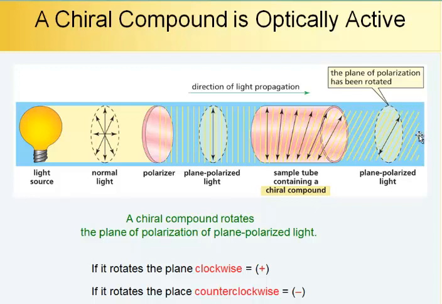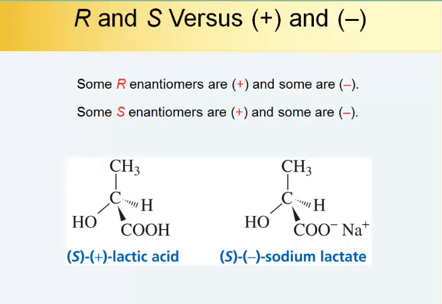So a chiral compound will rotate the plane of polarization of plane polarized light. If it rotates clockwise, it will have a plus in front of it, but if it rotates counterclockwise, it will have a minus. Now, there's no way to tell by naming the compound if it will be a plus or a minus. It can be named with an R and be plus or minus. It can be named with an S and be plus or minus. The only way to tell if it's a plus or a minus rotation of light is to put it through a polarimeter.